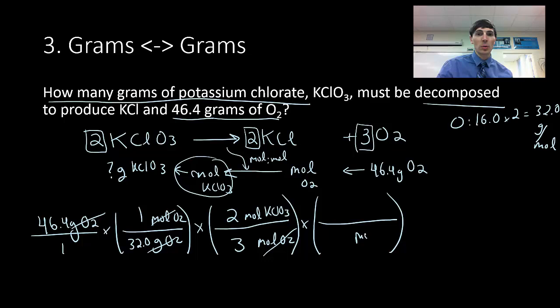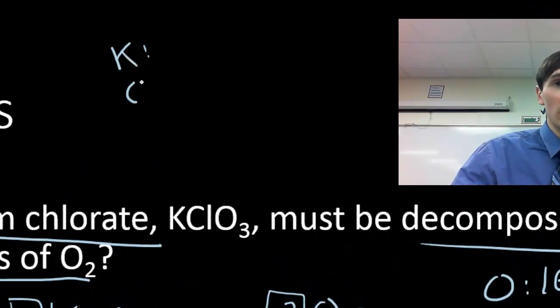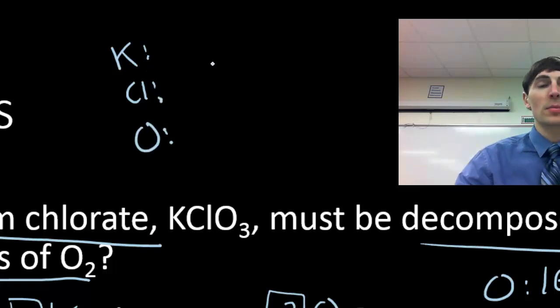Now, last step, we're going to go from moles to grams. I want to get rid of moles of KClO3 and get to grams of KClO3. To do this, I need another grams-to-moles conversion. Always remember, we need the molar mass. So I'm going to go find the molar mass of KClO3. I'm just going to write this work over here. There's one K, there's Cl, and there's oxygen.